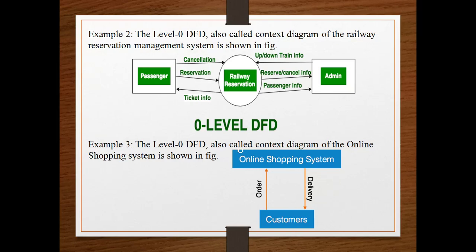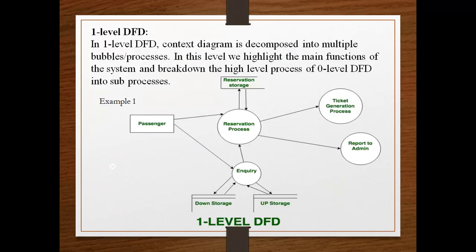The next level is your online shopping system. Now here, your shopping system and the customer are the only two entities which interact with each other. So the customer orders, and the online shopping system is going to deliver. So this is a very simple context level diagram where I have two entities. Now let's go ahead a little bit.